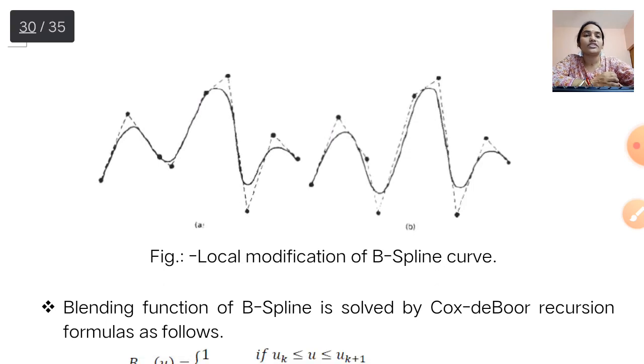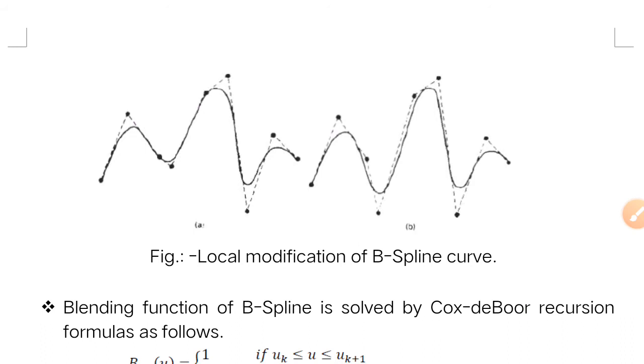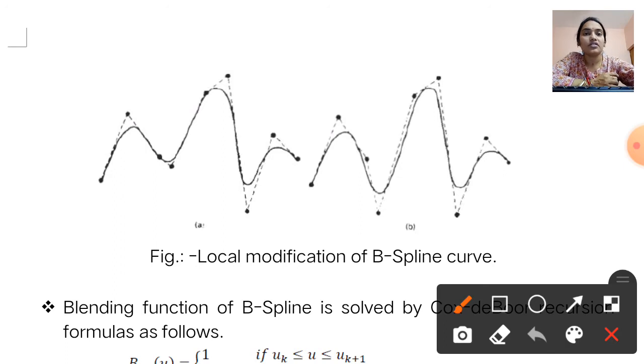Here is one example. This is the first figure. In this figure, the black dots are the control points. How many control points are there? 1, 2, 3, 4, 5, 6, 7, 8, 9. There are 9 control points.